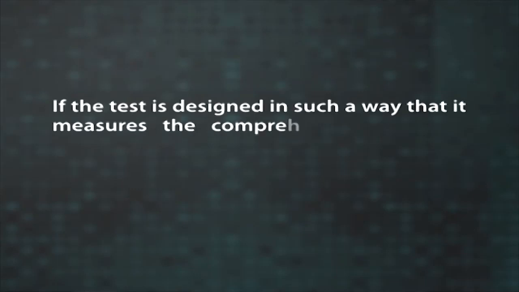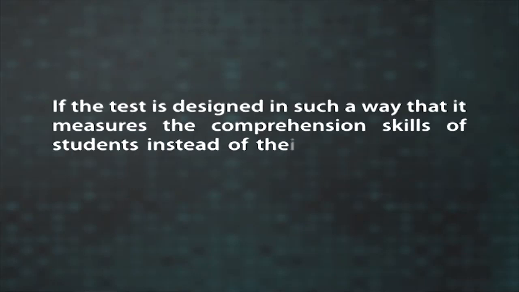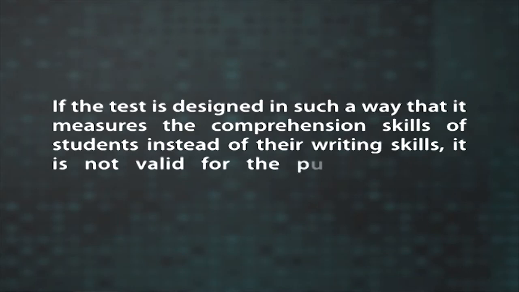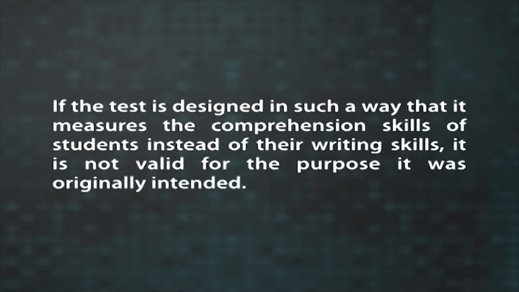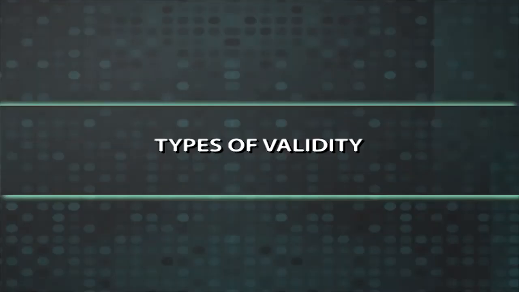Let us consider an example to understand this. Imagine that an English teacher administers a test to measure the writing skills of a student. This test should measure the writing skills of the students and nothing else. If the test is designed in such a way that it measures the comprehension skills of students instead of their writing skills, it is not valid for the purpose it was originally intended. Likewise, a test intended to measure the grammatical ability of students is invalid if it measures their listening skills instead.